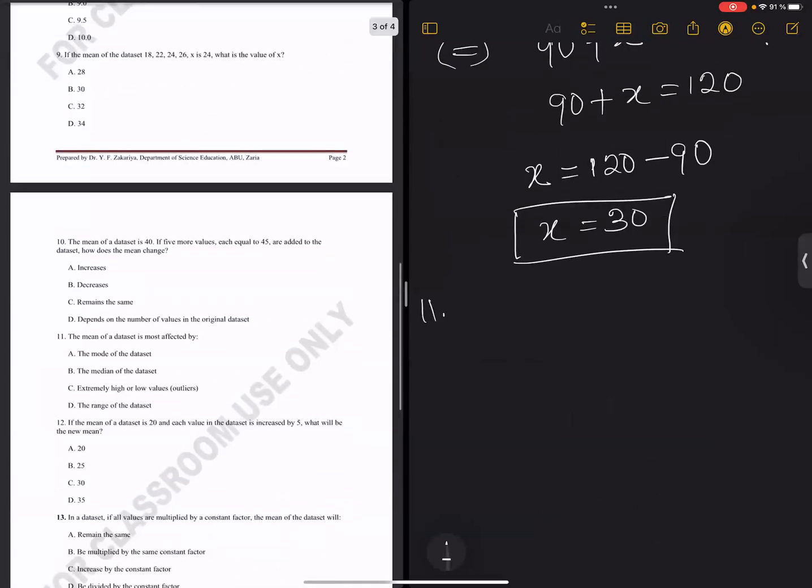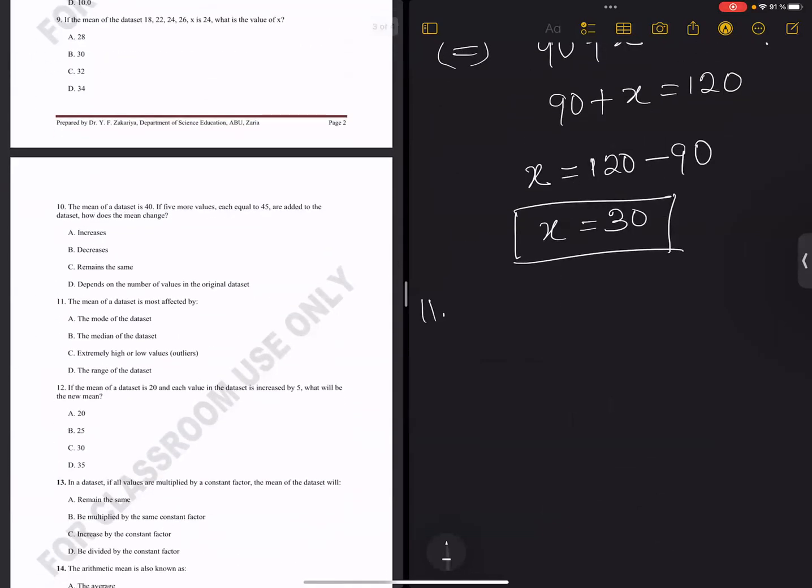Problem 11 says the mean of a data set. This one is a very easy conceptual problem. The mean of a data set is most affected by dash. A, the mode of the data set. B, the median of the data set. C, extremely high or low values, the outliers. Then D, the range of the data set.